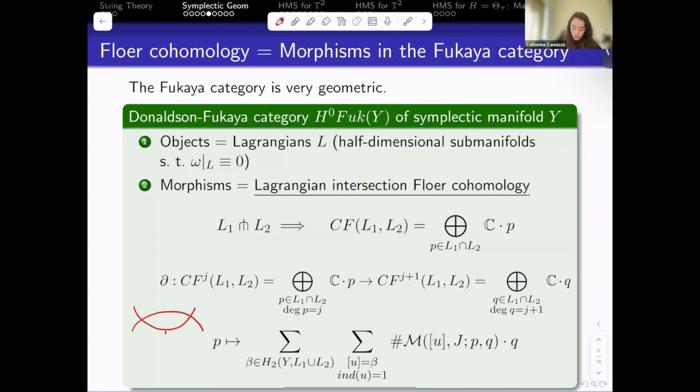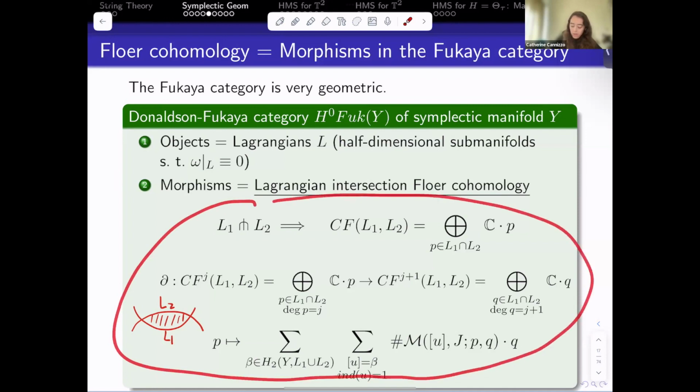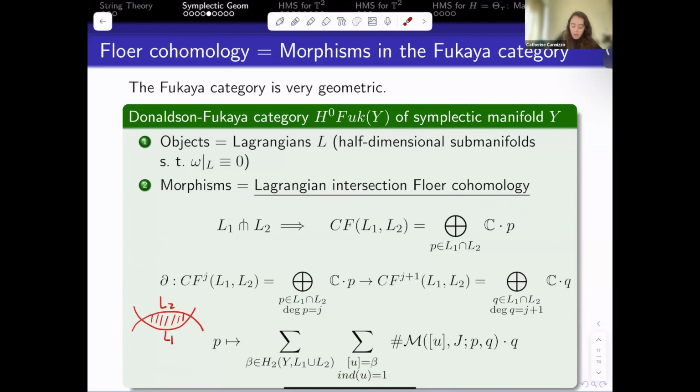I'll call this L1 and this L2. Okay, so there's a lot going on here. Let's unpack this. Two Lagrangians, if they intersect transversely, so this means that they intersect in a way that there's no redundancies, so that like L1 is not equal to L2. Then we can write down this Floer cochain complex.